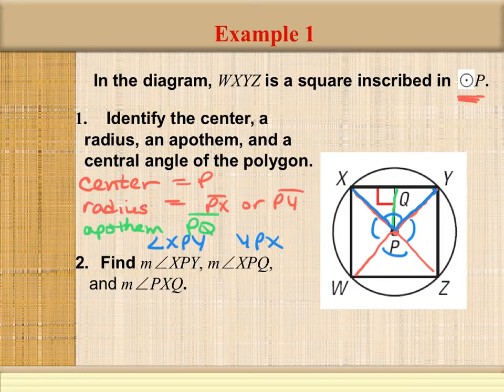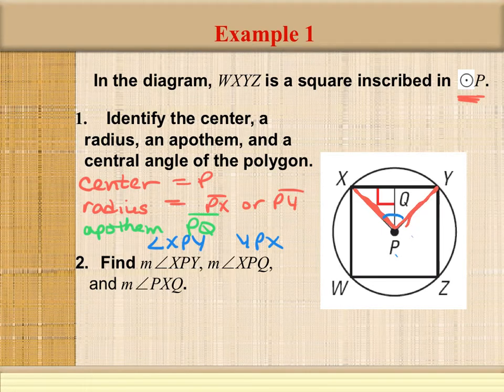Now we're going to find the measure of some of the angles in our figure. So let me go ahead and make this a little simpler. Let me erase some of this so it's not so complicated. So here are my radii. And remember, it forms a central angle.